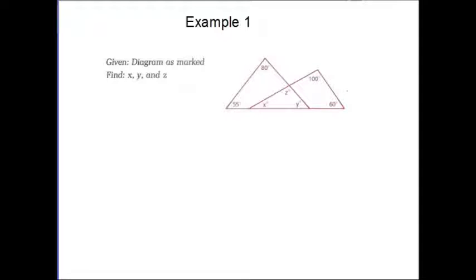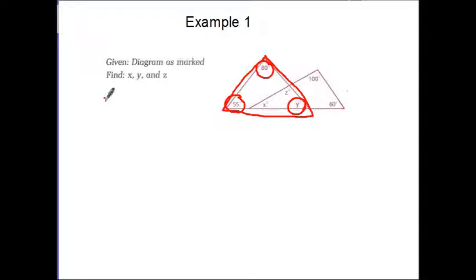Okay, now let's start some examples. For our first example, we're given the diagram as marked. We're trying to find angles X, Y, and Z. So here's what we're going to do. We're going to use one triangle at a time, and for me, I'm going to be starting off with this big triangle on the left. I already know two of my angles. I know I have an 80 and a 55, and the third corner is actually this angle Y.